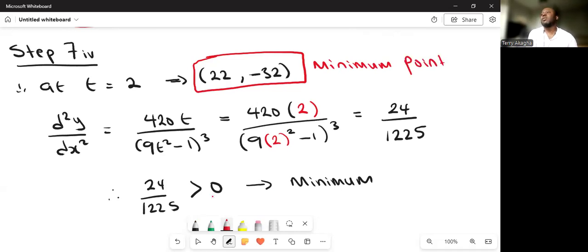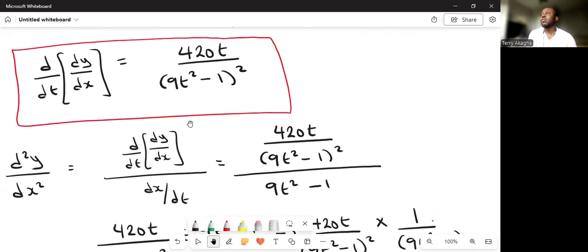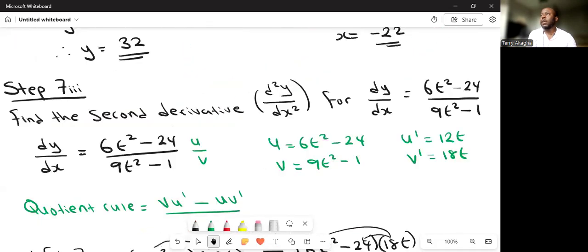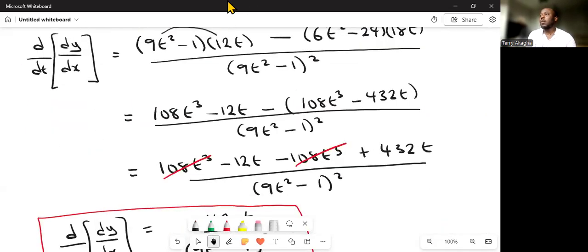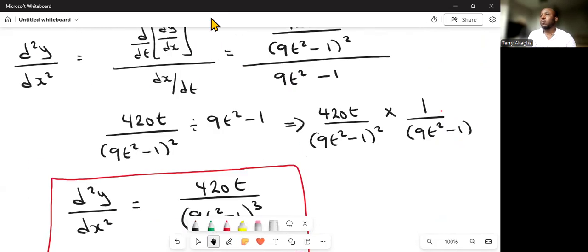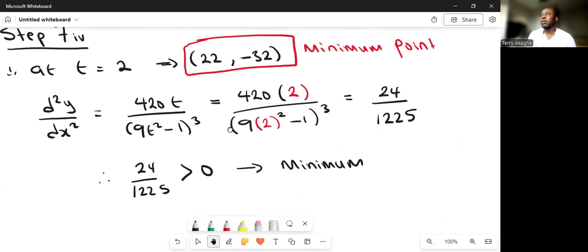Now we're going to repeat the same thing for t at minus 2, because we got two values for t. We got t positive 2 and negative 2. So for negative 2, we had the coordinate minus 22 and 32. So we're going to do the same thing at t equal to minus 2, and we have it as minus 22 and positive 32.